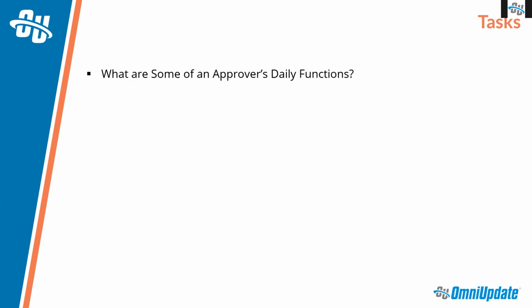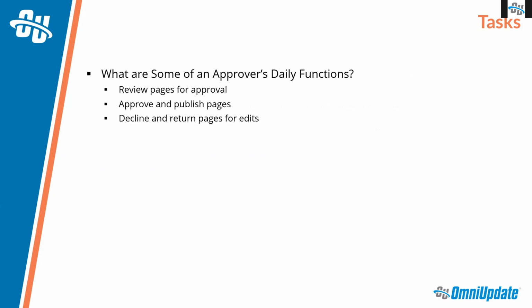And then, of course, my approvers. What are their daily functions? They need to be able to review a page for approval. If it passes everything again, they need to know how to publish that page. They need to know how to decline a page and return that page for an edit. They need to know how to revert a page. If a page is so egregious in all of its edits, they need to make sure it goes all the way back to maybe the start. And then maybe they need to know how to submit a page for a second level approval. So that is something that they need to know how to do as well.